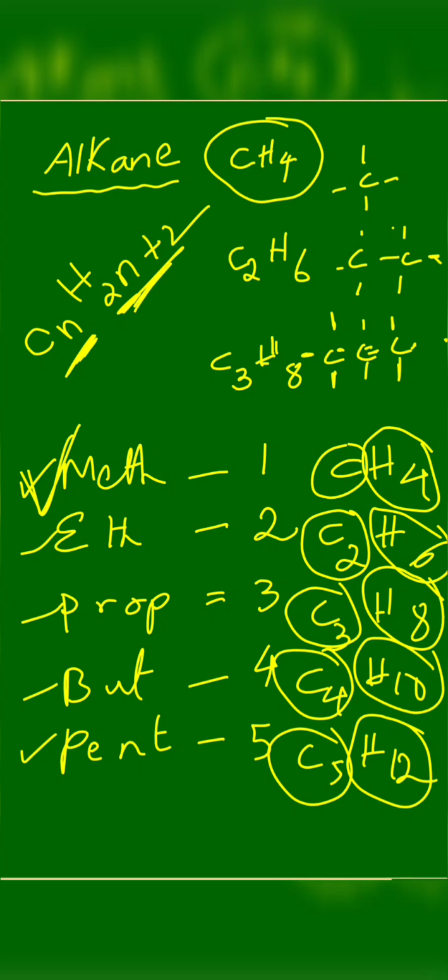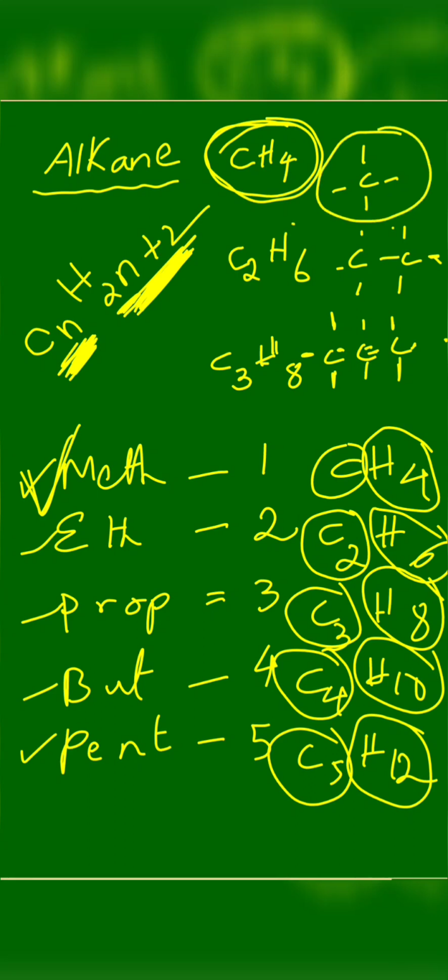Propane, n is 3, then you get C3, and here you will get hydrogen H8. Similarly, butane, you will get C4H10, and pentane, you will get C5H12. This is the molecular formula for methane. This is called the structural formula. C2H6 is the molecular formula, and this one which you see on the right hand side is the structural formula. So, molecular formula and structural formula of alkanes.